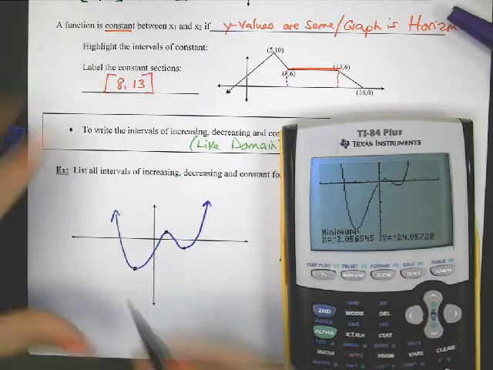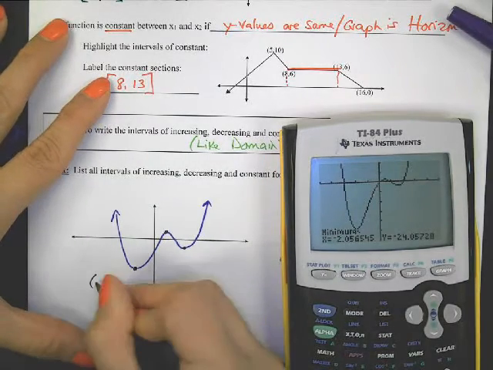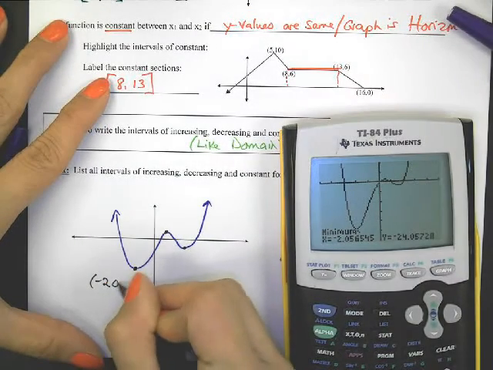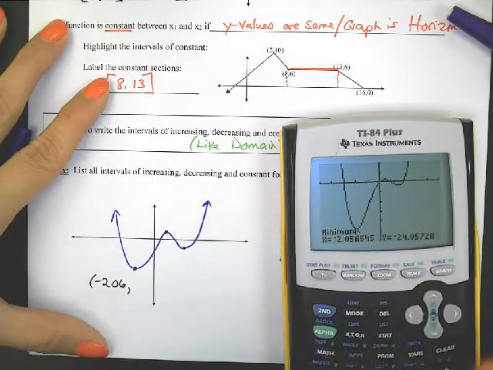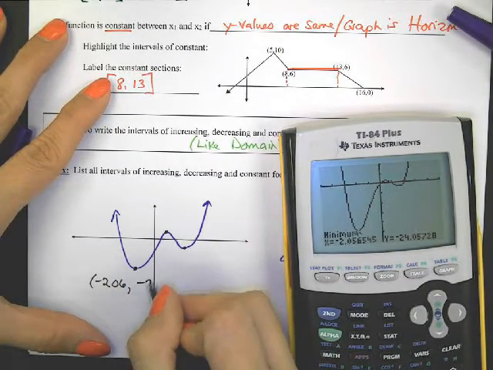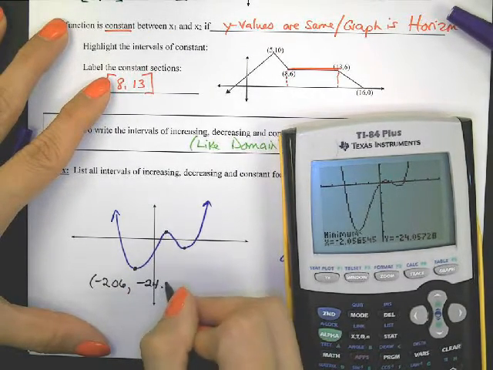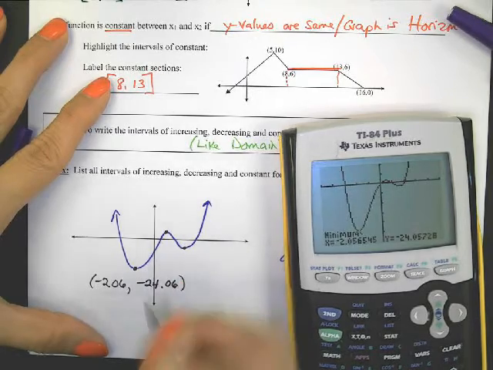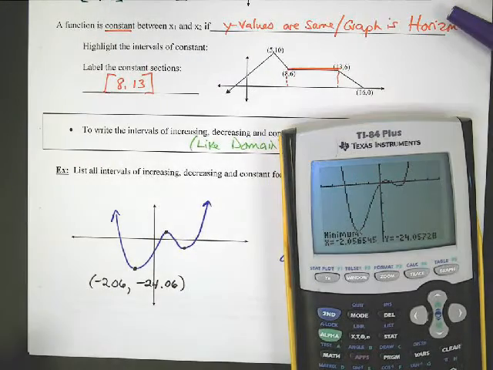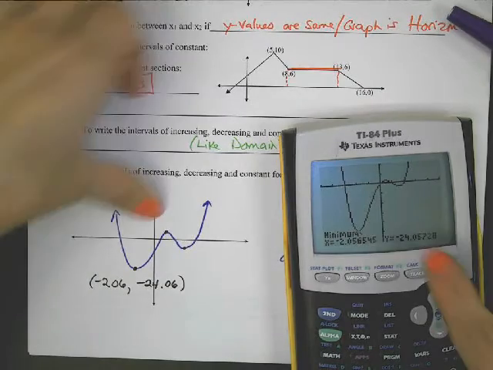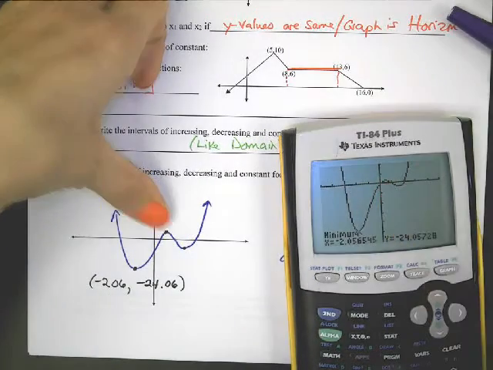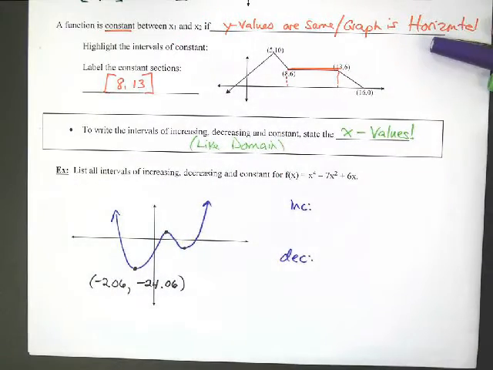So that minimum to 2 decimal places is -2.06, comma, -24.06. What I would really like for you to do is pause this video. Find the local max, the local min. Come back when you have your answers.